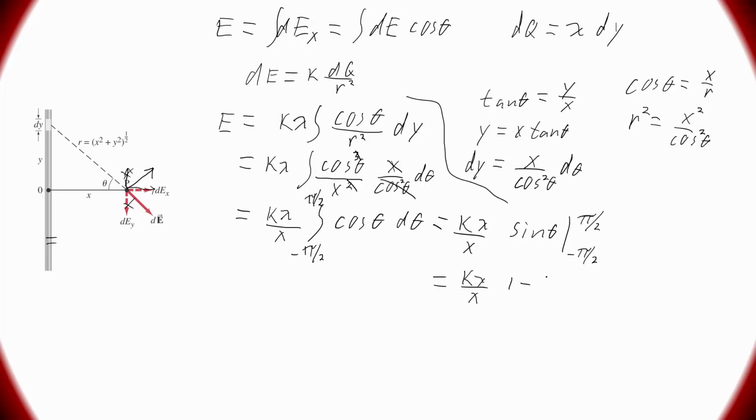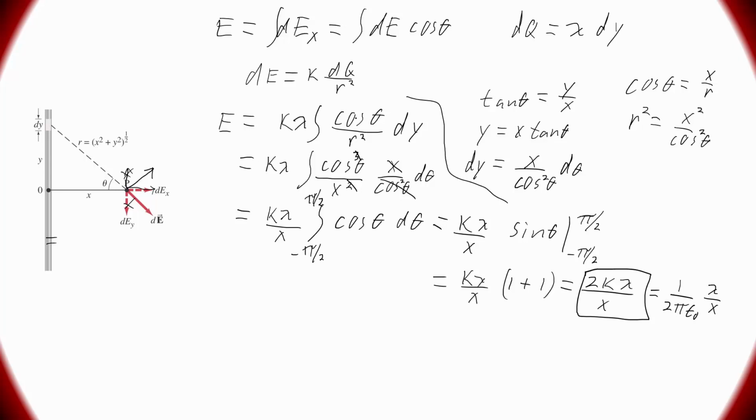Minus sine of negative pi over 2 is negative 1, so this makes it a positive, and we end up with 2kλ over x, which is all well and good. We could also rewrite this if we wanted in terms of epsilon naught, in which case we'd have 1 over 2 pi epsilon naught, because we canceled that 2 up there, times λ over x. So just another way of writing it.